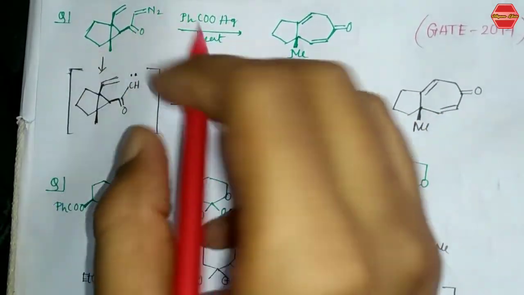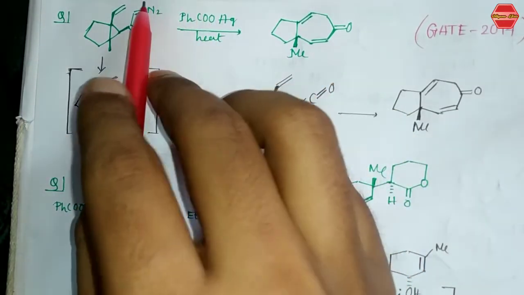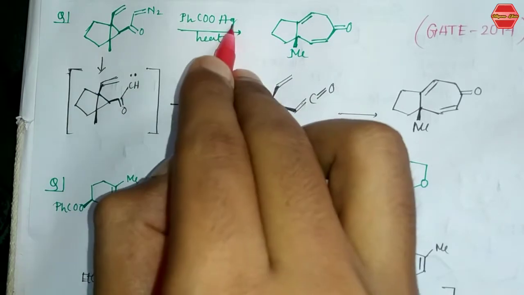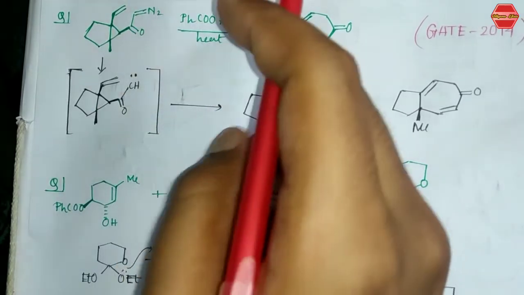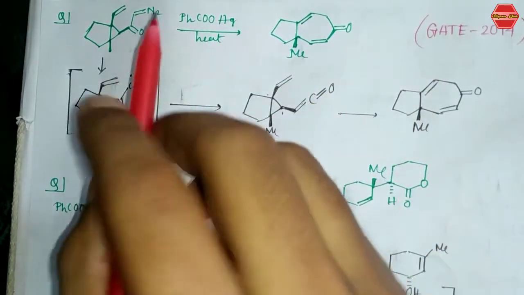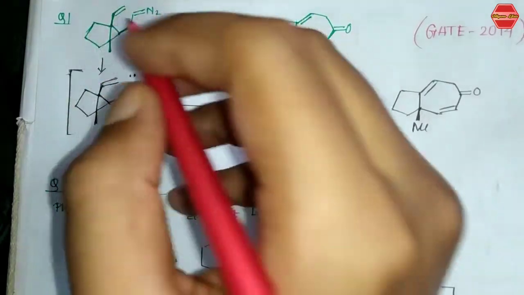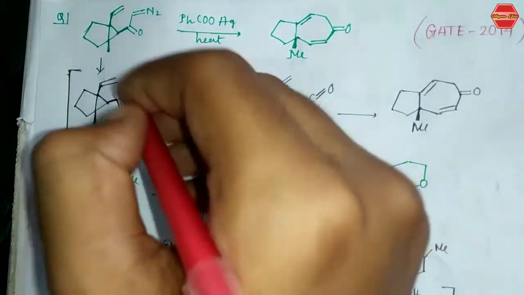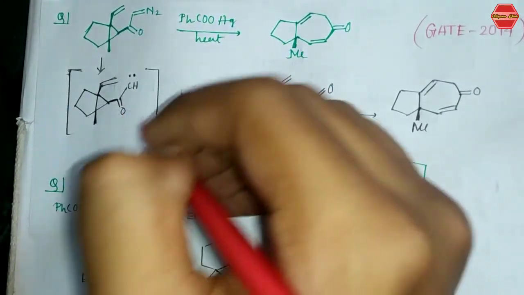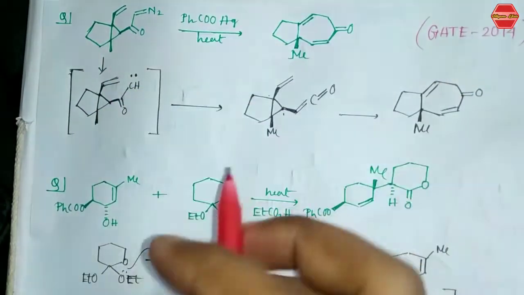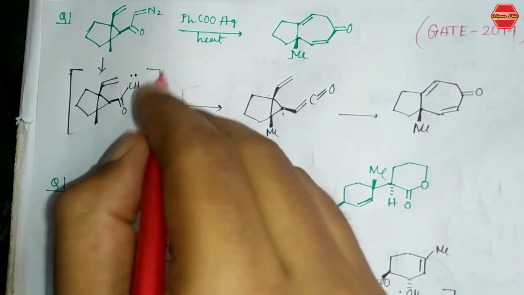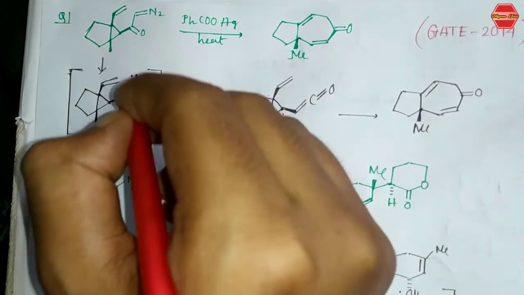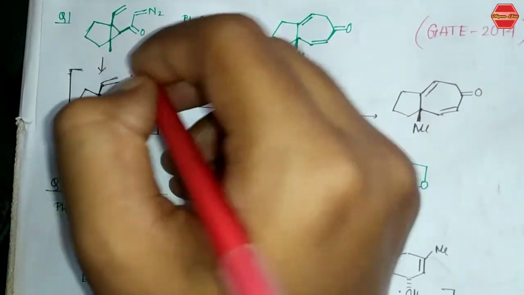Now how can we proceed for this reaction? If you see that N2 is given in this way, and you have PhCO2Ag or any kind of rhodium salt or any kind of copper salt, then you have to identify that this reaction follows the carbene pathway. In this reaction, this carbene is not isolated, so that is why we write it in square brackets. And this carbene generally undergoes the Wolff rearrangement.